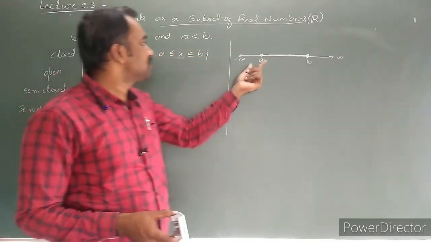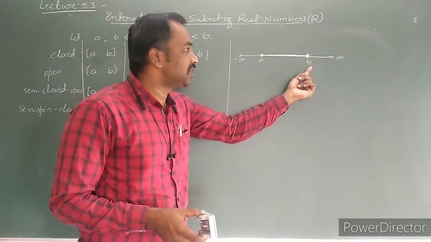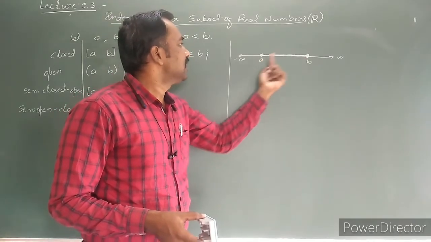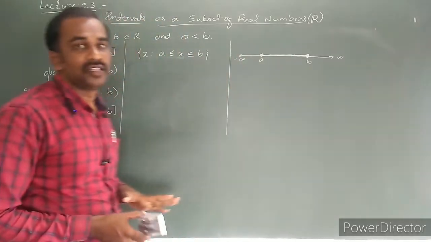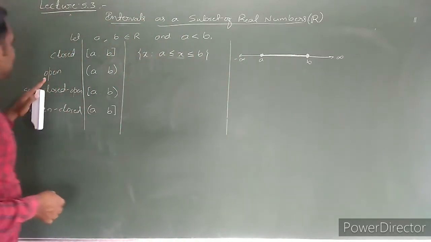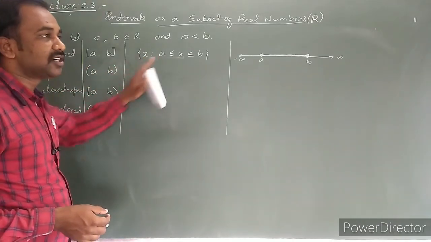The closed interval a comma b is nothing but a is less than b, so b is larger as compared to a. In between a and b, including a and including b, are the real numbers. This is said to be a closed interval.